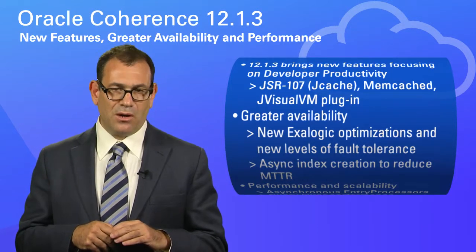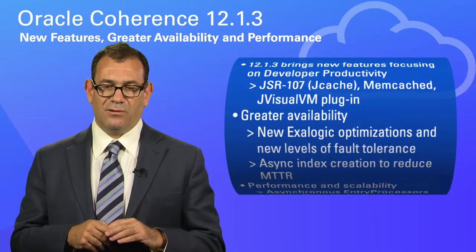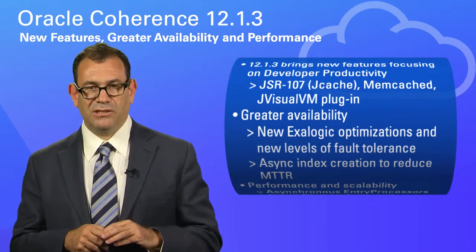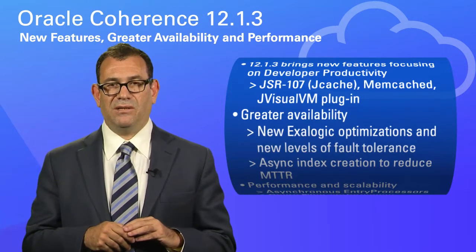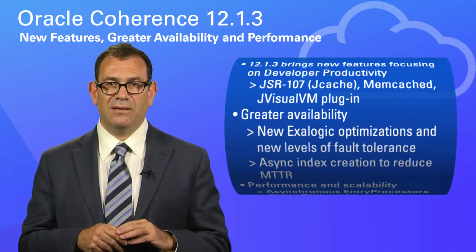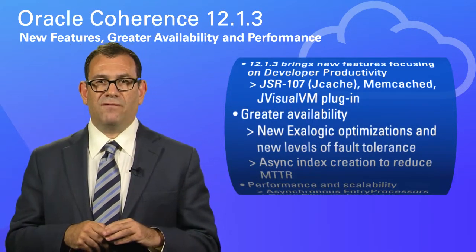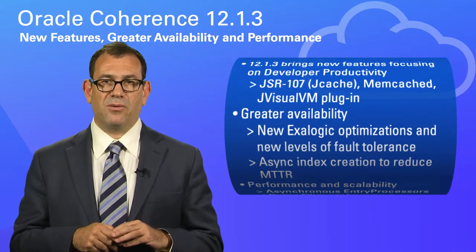And JSR 107 is one of the oldest JSRs around. It was finally passed by the expert group this year. It was passed unanimously. Oracle, Brian Oliver on the Coherence team was a co-spec lead of that JSR. And we're supporting that fully in Coherence 12.1.3.